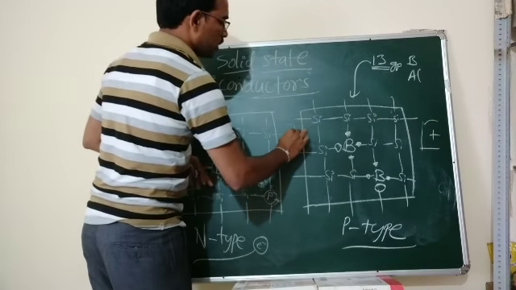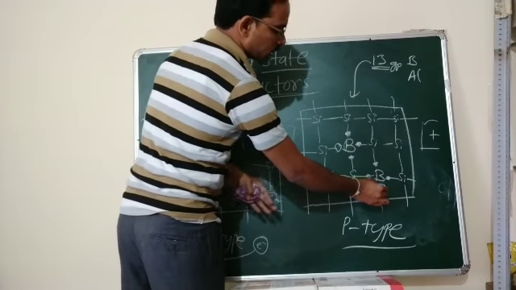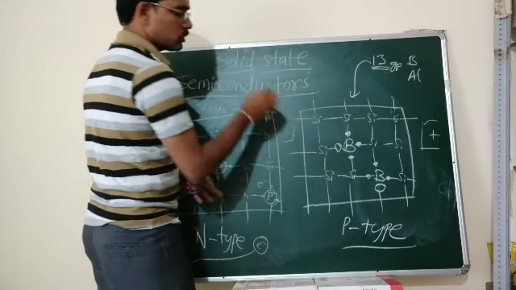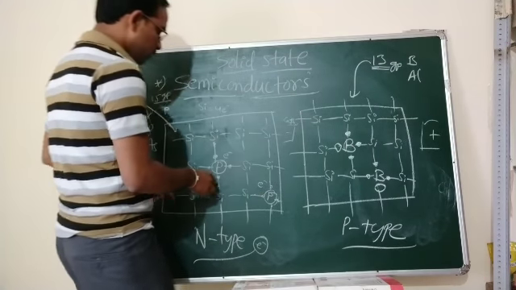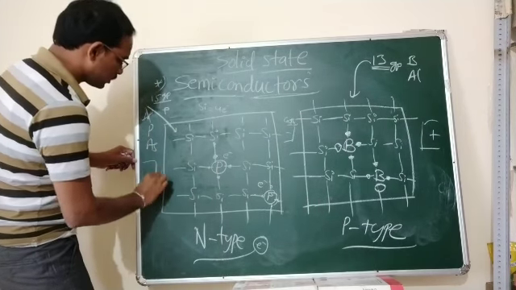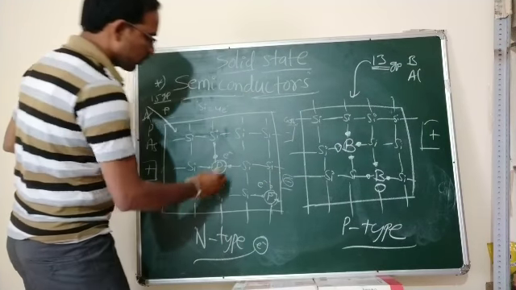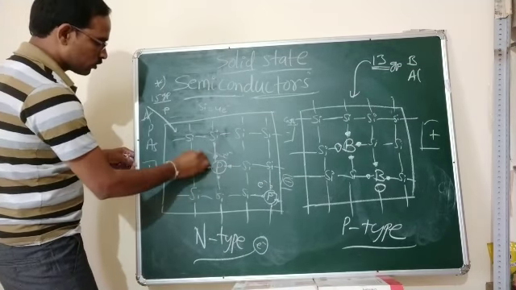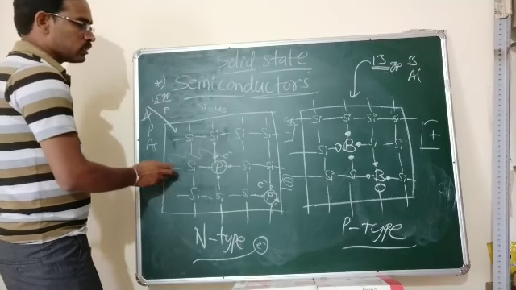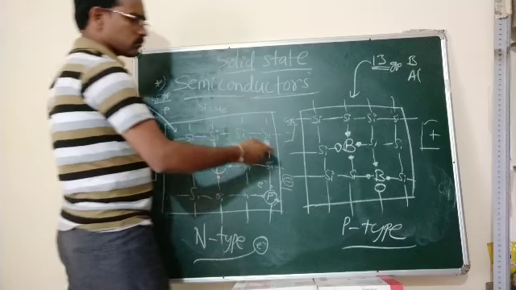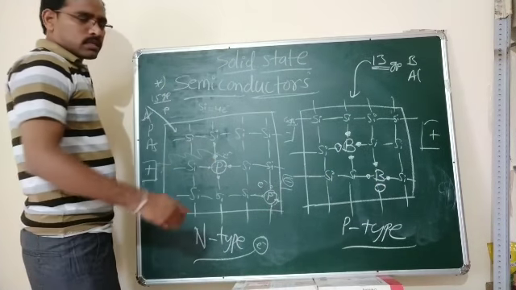Whenever we keep an electric field, with the anode, plus, here and the cathode here, the holes move towards the negative charge, that is, the cathode side. In the N-type, the electrons are there, and with the anode and the cathode, the minus charge, the electrons move towards the positive anode side. So due to electron movement, the N-type acts as a conductor, and due to hole movement, the P-type acts as a conductor.